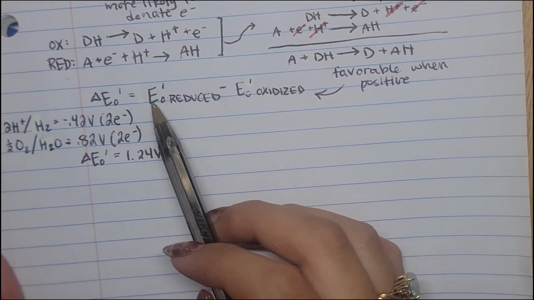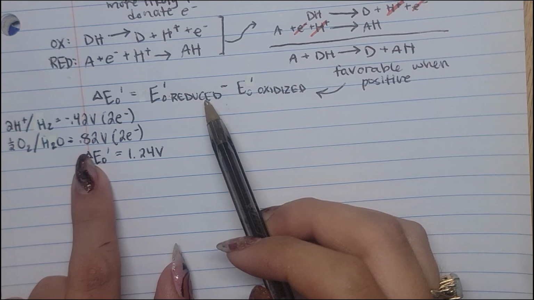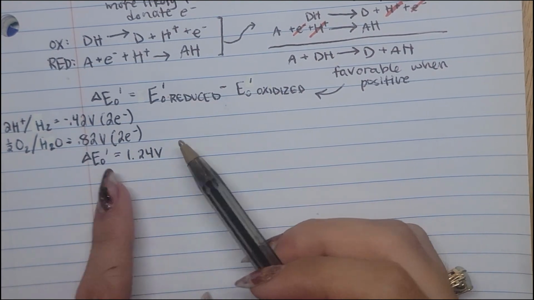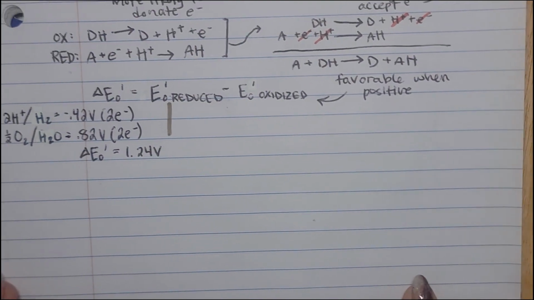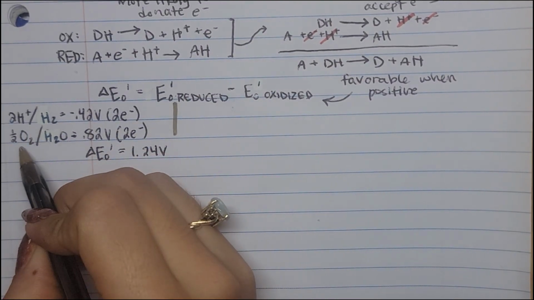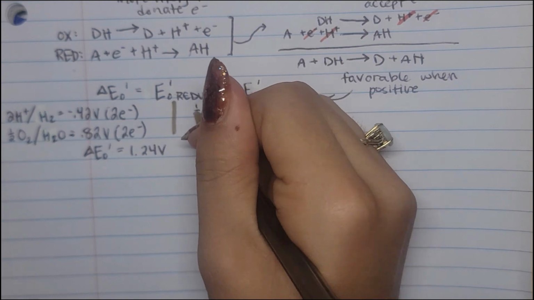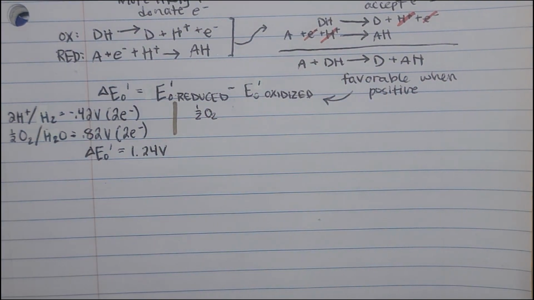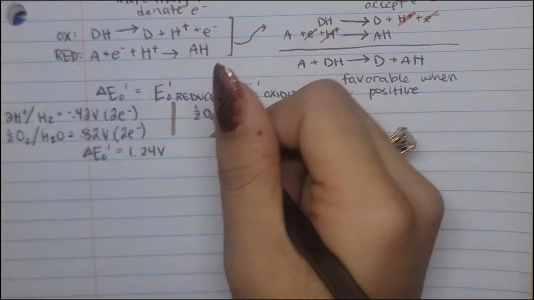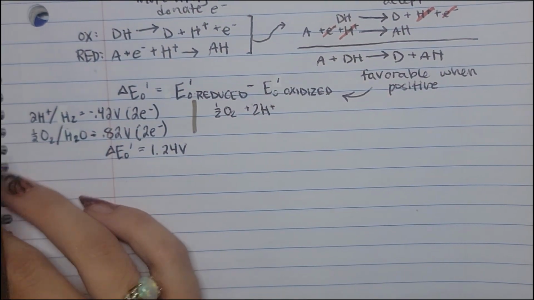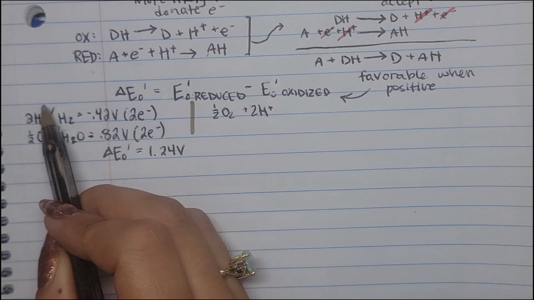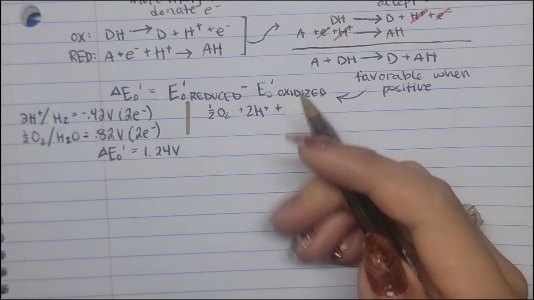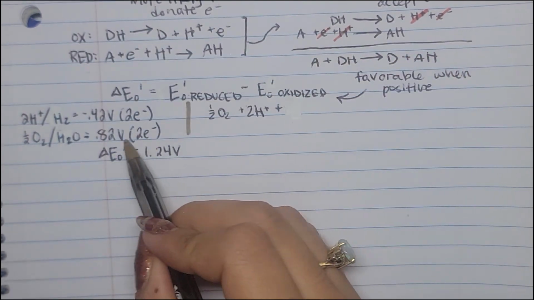Or you can think of it as the E naught of the reduced, 0.82, minus -0.42, which gives you the same answer. Okay, so let's look at all of these components together. We're going to be reducing oxygen. So we have 1/2 O2, and if we're trying to make water, it's going to be reacting with 2 protons. Since we're deciding to oxidize H2, and since we're reducing oxygen, we add the 2 electrons here.